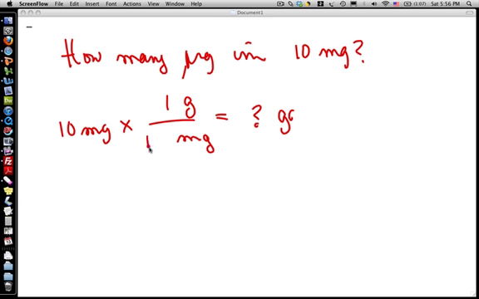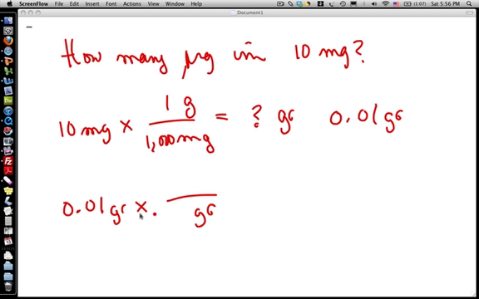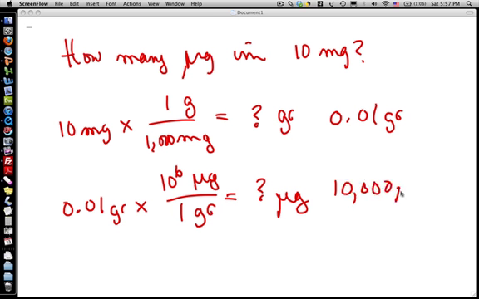And we'll pick 1 gram and 1,000 milligrams, and we get again the same answer as before, 0.01 grams. Now we're going to convert 0.01 grams to micrograms. So now we put grams on the bottom, we put micrograms on the top, equals how many micrograms. And we pick the big unit again. 1 gram is equal to 10 to the 6th, or 1,000,000 micrograms. And when we multiply that through, we get there are 10,000 micrograms in 10 milligrams.